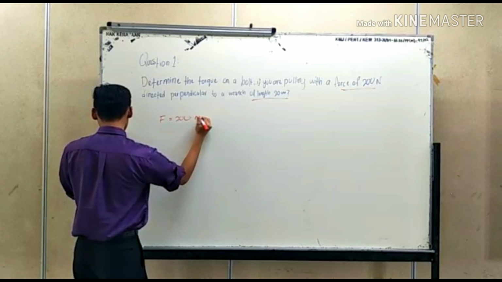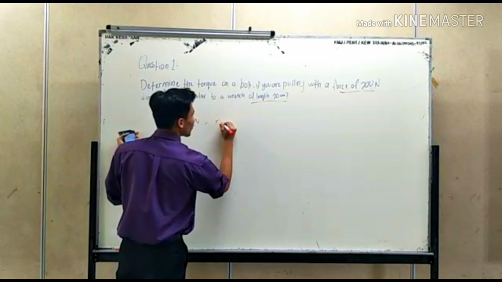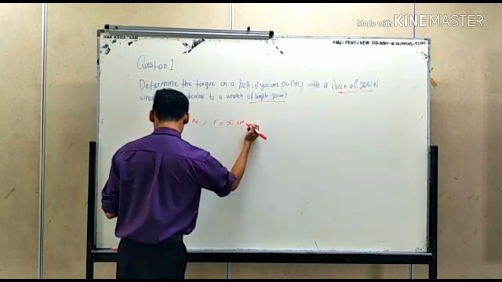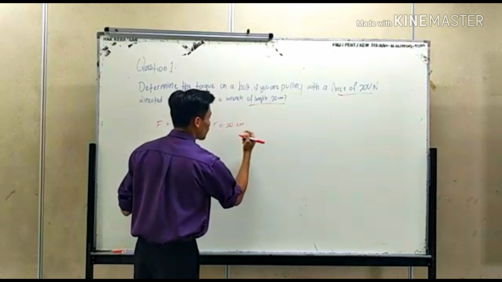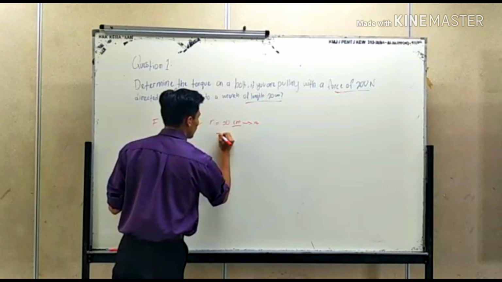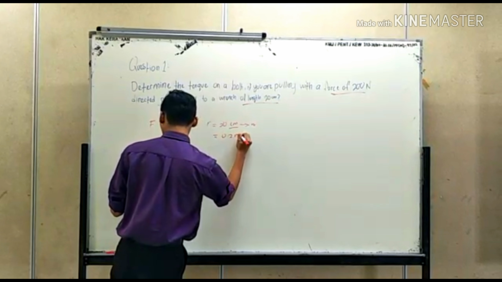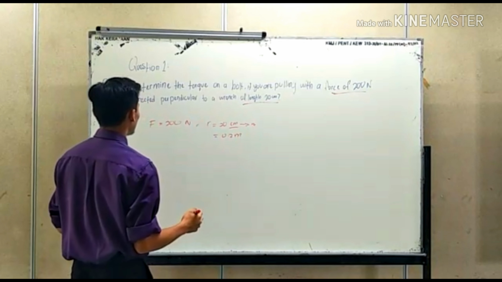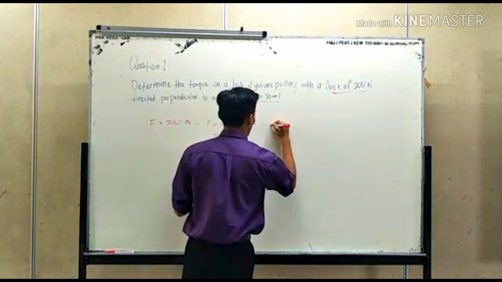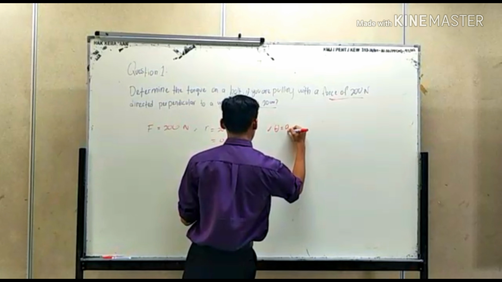So we can say the force equals 200 Newton and R equals 20 centimeters. And we should convert centimeter to meter. So 0.2 meter. And theta is 90 degree.